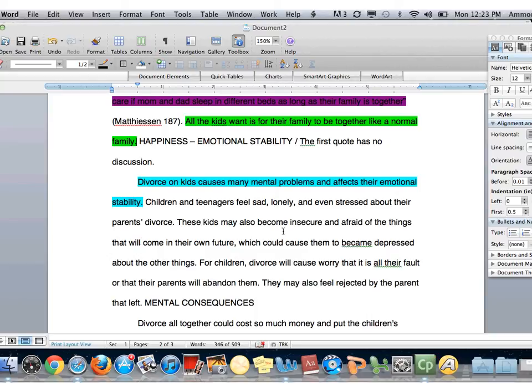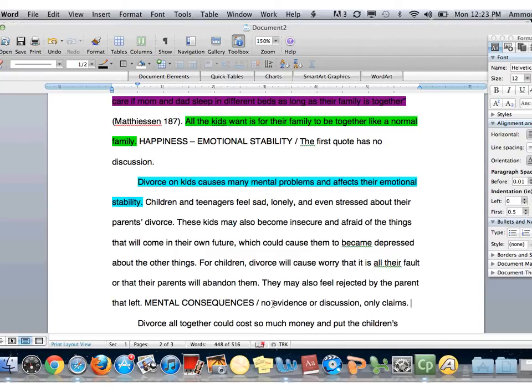I don't know that. They may also feel rejected by the parent that left. Is this just from a TV sitcom or what? I don't have any evidence. So no evidence or discussion, only claims. So this is a major paragraph.